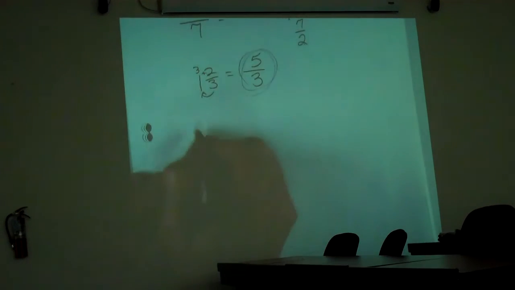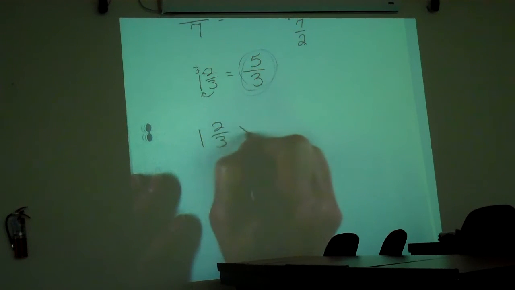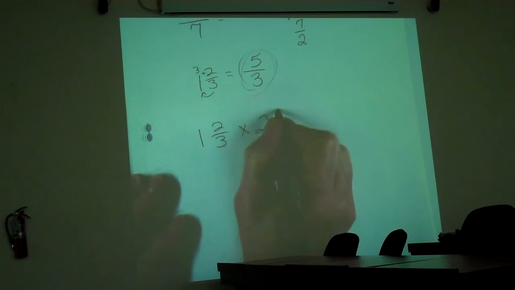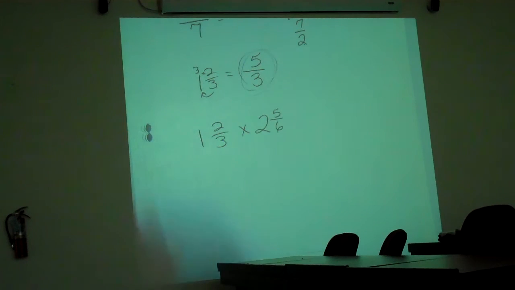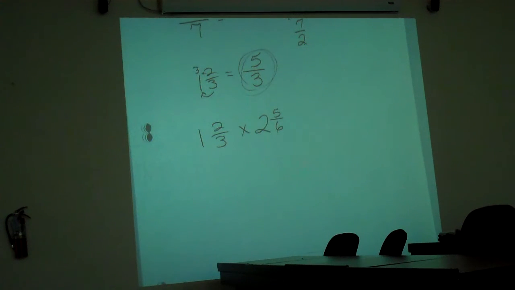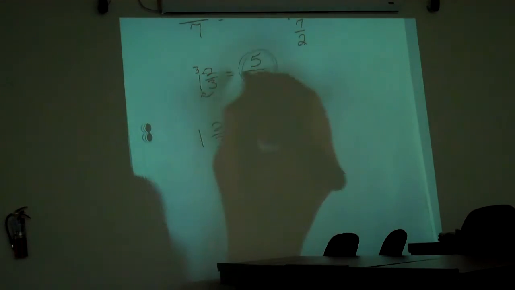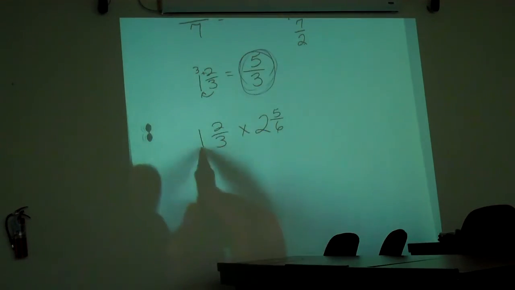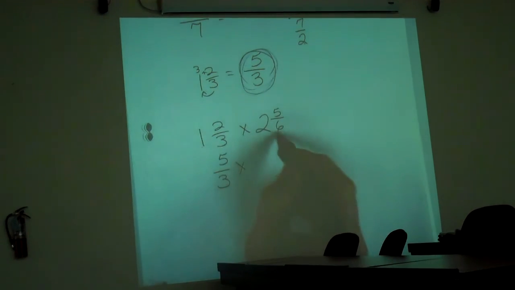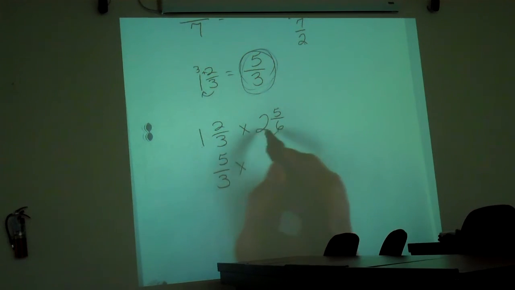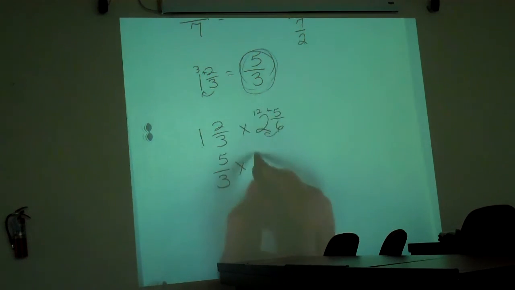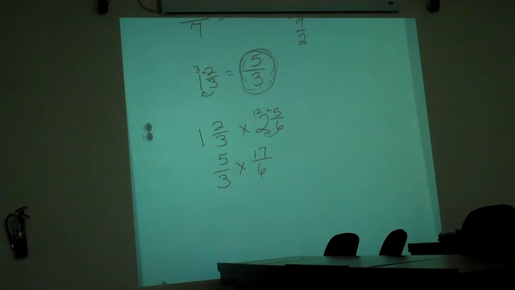If you have like 1 2/3 times 2 and 5/6, okay, don't do 1 times 2 and the fractions separately. When you're adding and subtracting, you do them separately. When you're multiplying and dividing, don't do that. When you're multiplying and dividing, turn it to improper. 1 2/3 is 5/3. And then turn this one into an improper. 6 times 2 is 12, plus 5, you got 17/6.